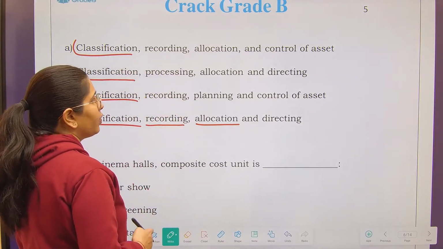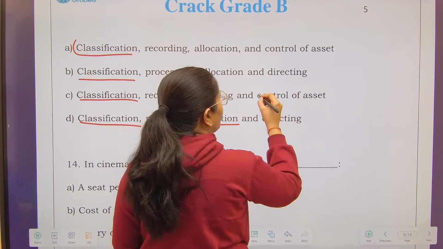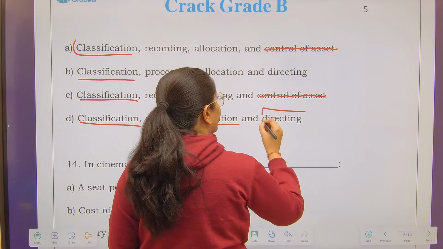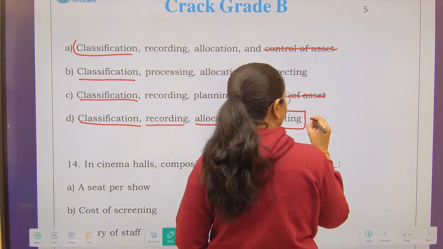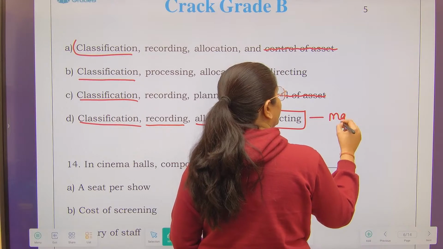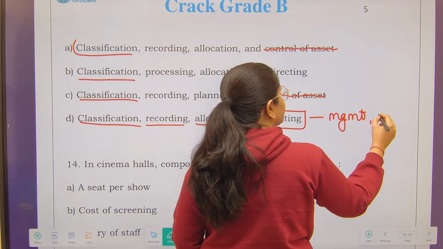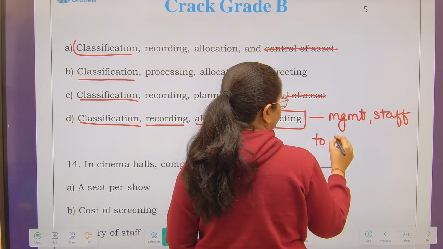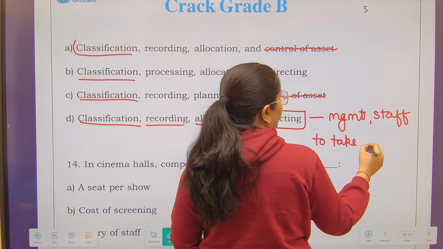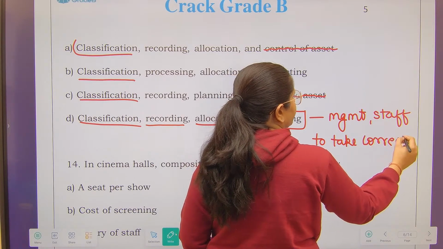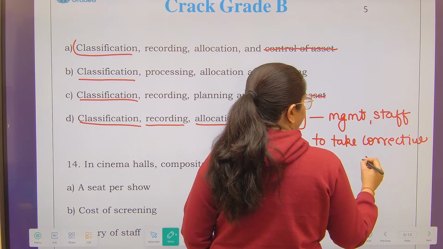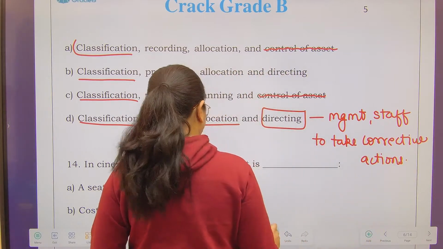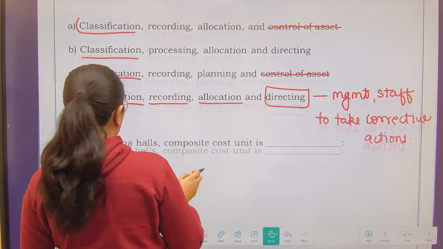Once you do the allocation, the last is control of asset. This is not being done. What we do is directing. Directing means directing the management as well as the staff to take corrective actions. So costing is regarding that.